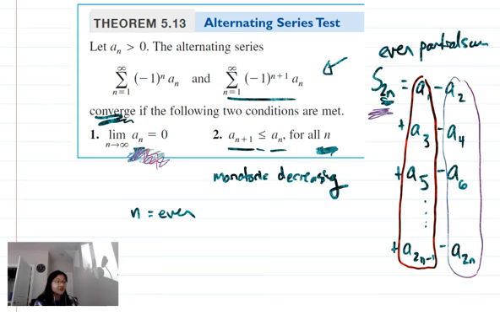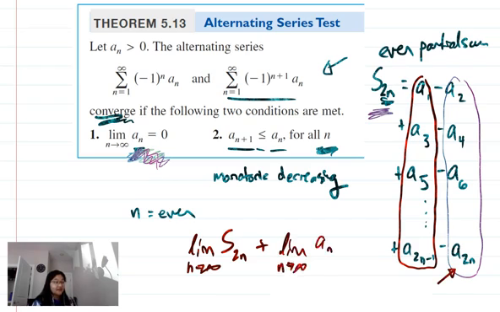And since we have convergence for this partial sum, we know that the limit as n approaches infinity of our partial sum of even terms is going to give us a number, and then we're adding in the limit as n approaches infinity of a sub n. That is going to give us our a sub 2n-1 partial sums.